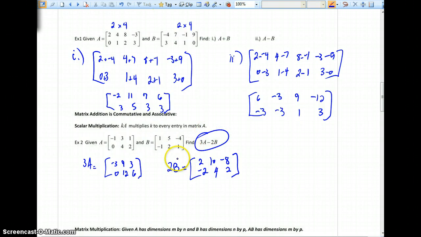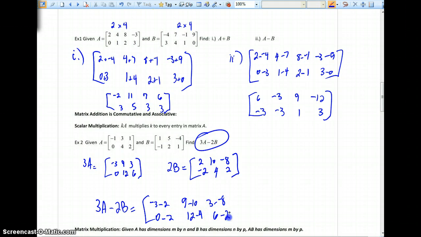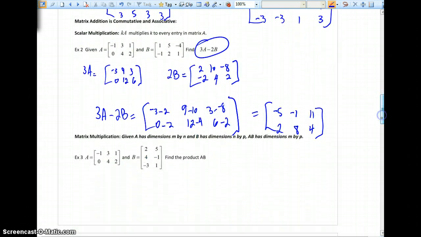But then, of course, here we want to say matrix 3A minus 2B. Well, just like we did above, essentially we're just going to subtract now. Negative 3 minus a 2, 9 minus 10, 3 minus negative 8, 0 minus negative 2, 12 minus a 4, and 6 minus 2. And of course, for us to be able to subtract matrices, we must have the same dimensions. Really should have commented on that just a moment ago. Of course, they are both 2x3, and that would mean that we are able to do this arithmetic. In the event that two matrices did not have the same dimensions, it would be impossible to add or subtract them together.